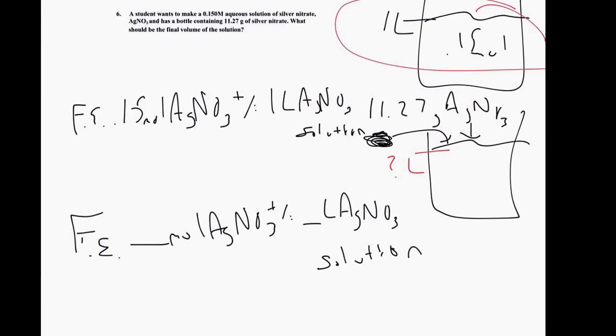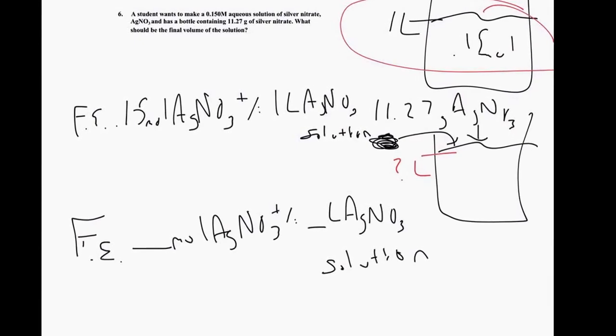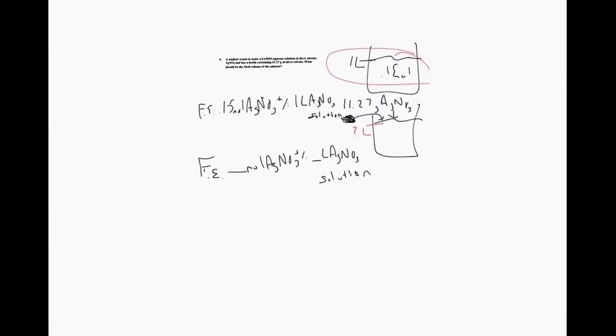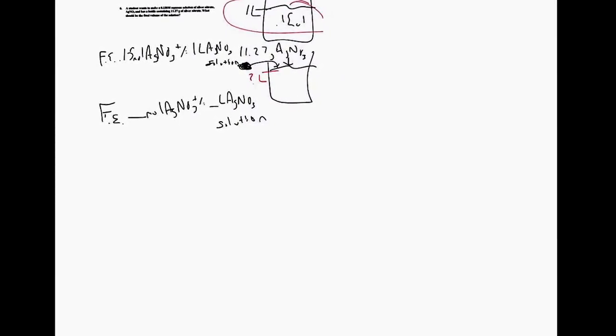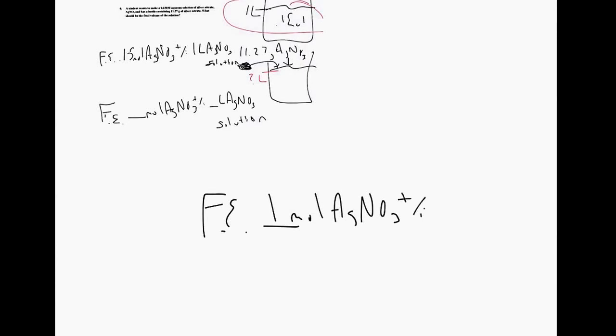But we do have one other piece of information, and that's that 11.27 grams. If only there was a way to convert from grams to moles, and I think you should know that there is. So let's do that real quick. We know that for every 1 mole of AgNO3, there is some number of grams. So we'll pull out our periodic table.